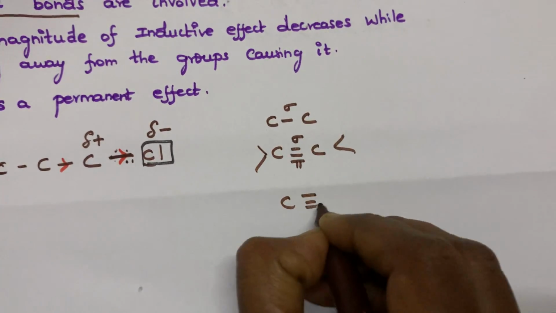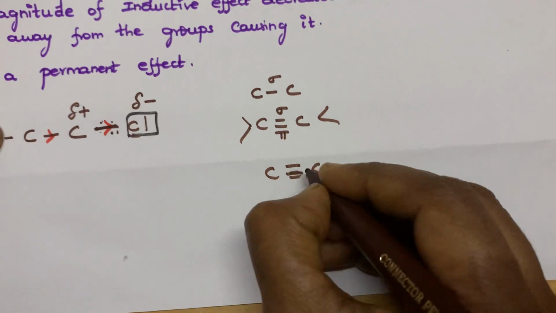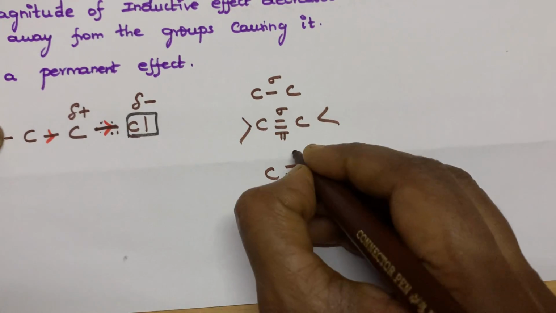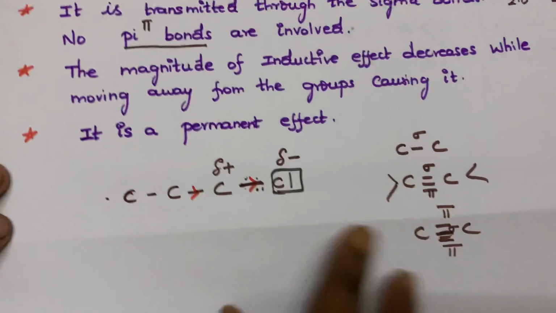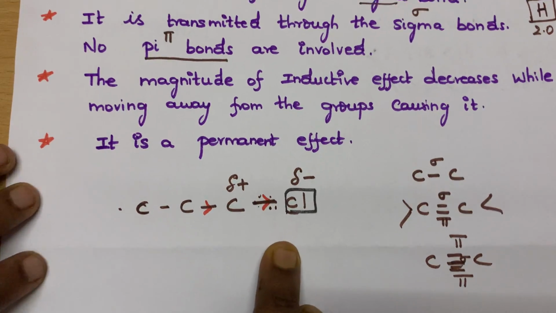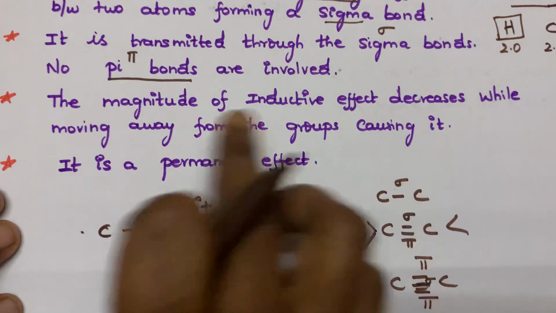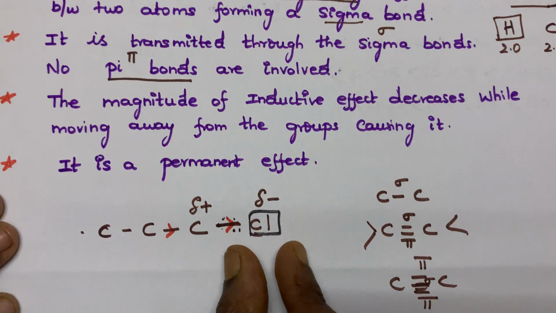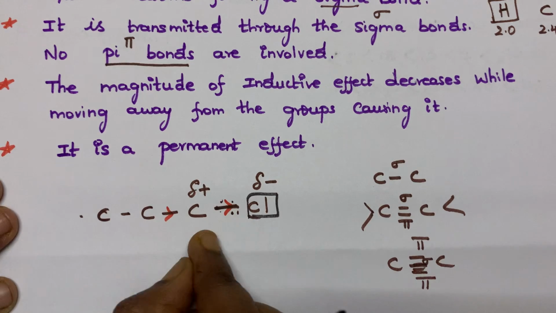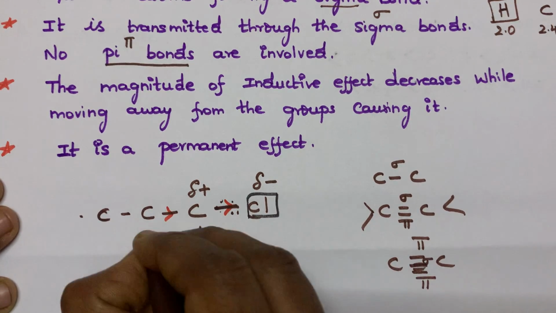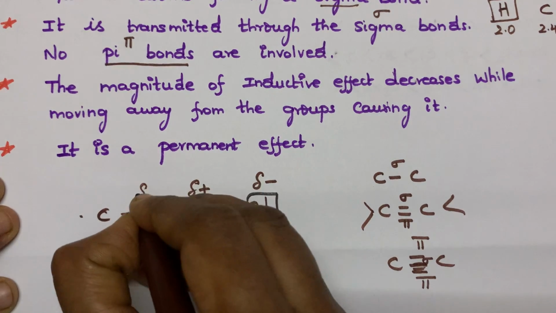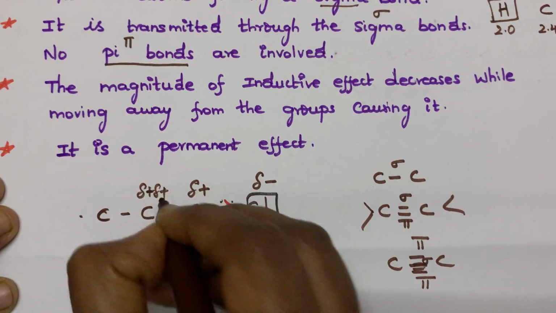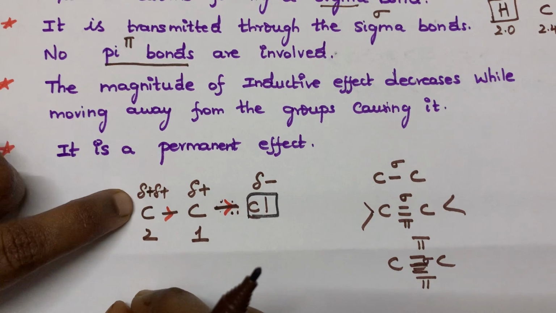In a triple bond, we have one sigma bond and the rest are 2 pi bonds. Please remember, it operates only through the sigma bond, and the magnitude of the inductive effect decreases while moving away from the group. Here is the chlorine, so the effect will be more on the first atom. This carbon is 2 bond distance away, so the effect will be less compared to the first one. So it has a lesser partial positive charge.